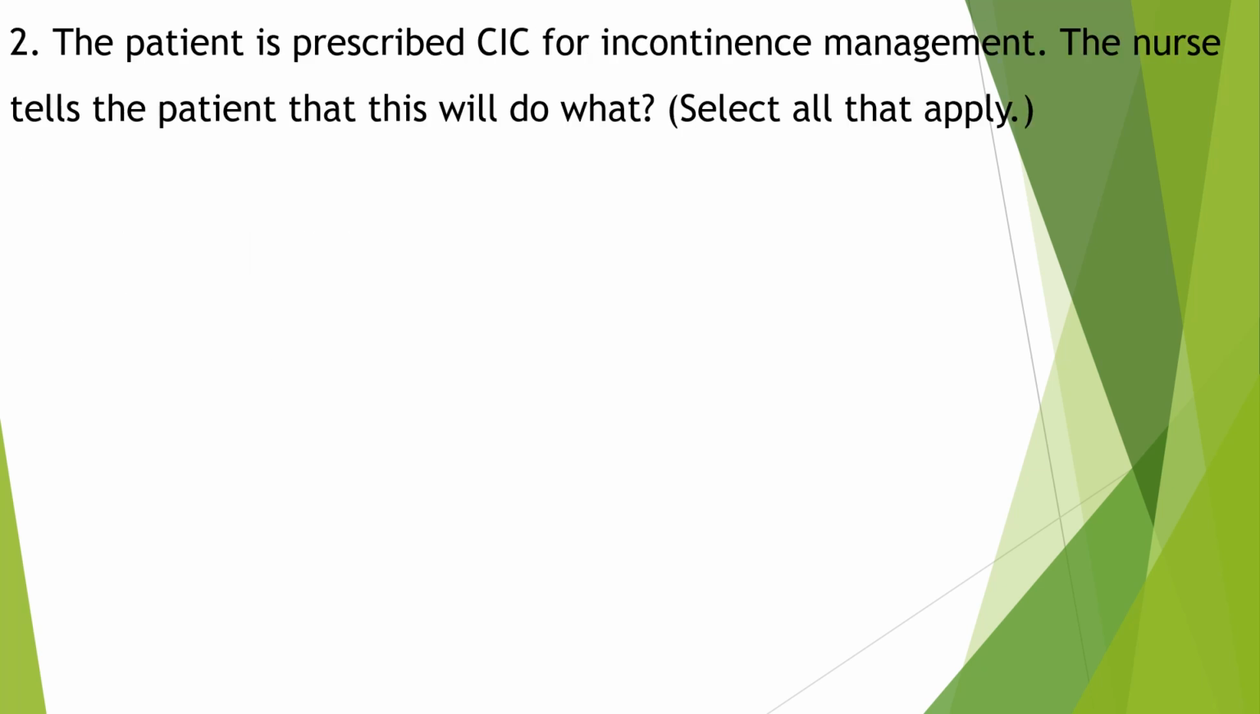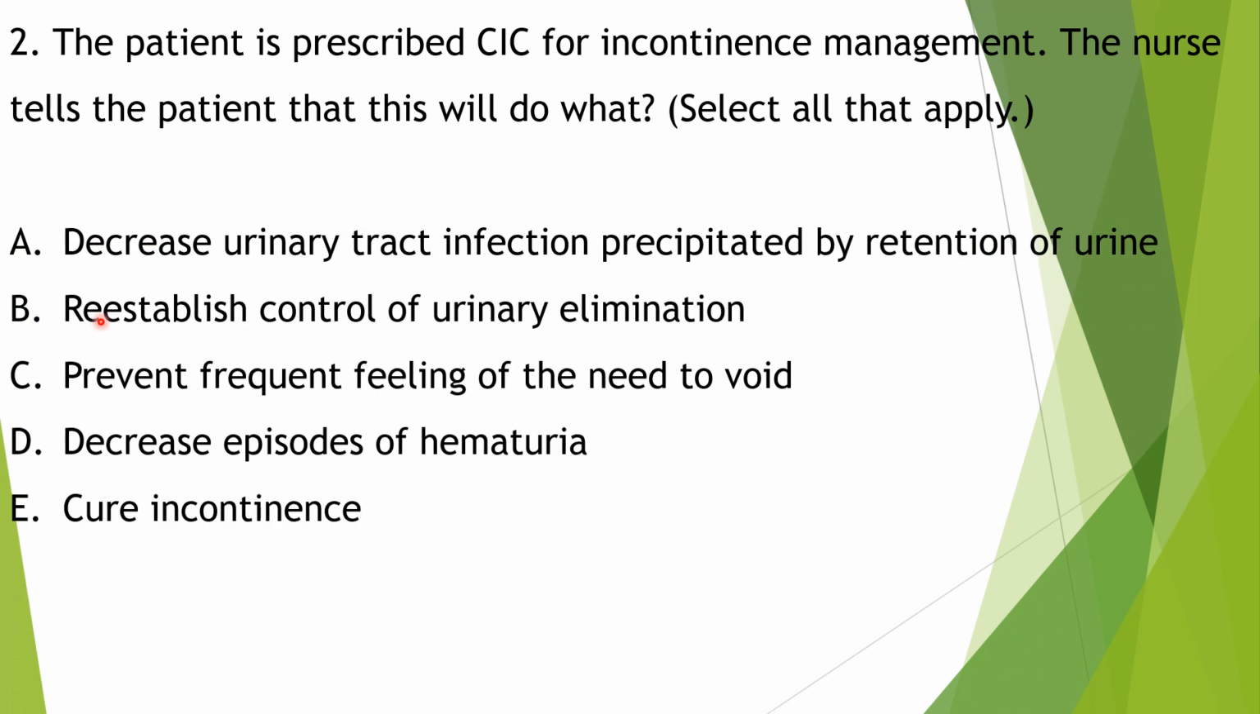The patient is prescribed clean intermittent catheterization (CIC) for incontinence management. The nurse tells the patient that this will do what? Decrease urinary tract infection precipitated by retention of urine, re-establish control of urinary elimination, prevent frequent feeling of the need to void, decrease episodes of hematuria, or cure incontinence.